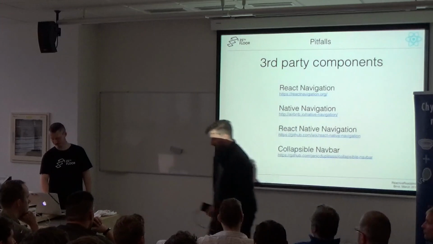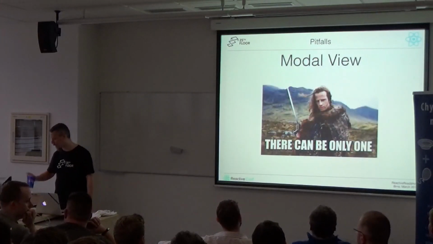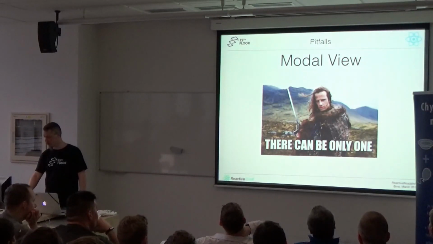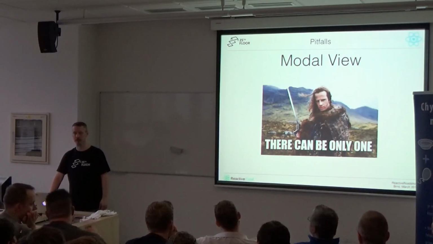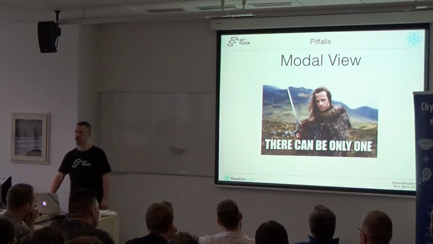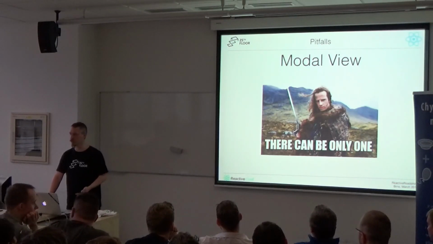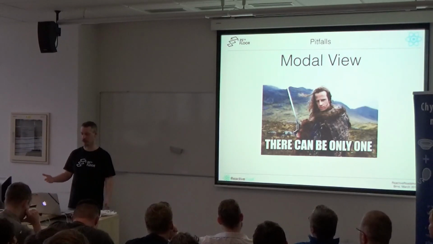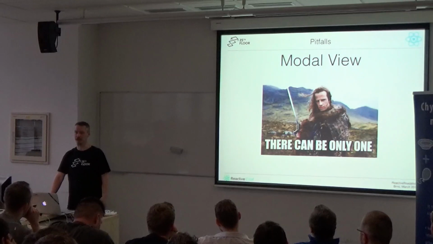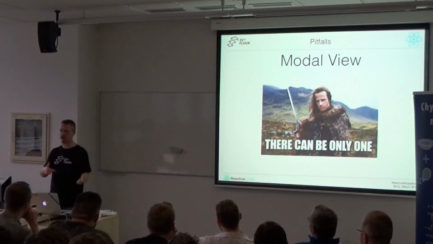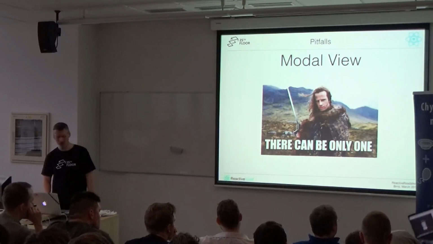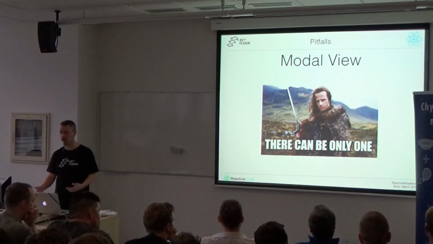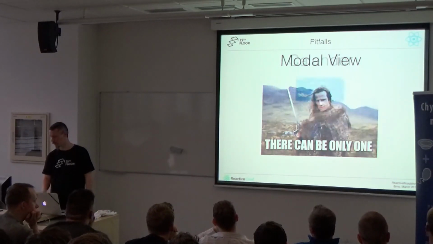Just a small one. For modal views, if you use a native modal view, that seems to be kind of a single thing. There is only one instance that can be used. We had several situations where we needed a modal view, and we ended up with the second one displaying the contents of the first one. So we had to build a custom routing for the modal. So there are two routings. It would have been nice just to know it in advance, like for planning.